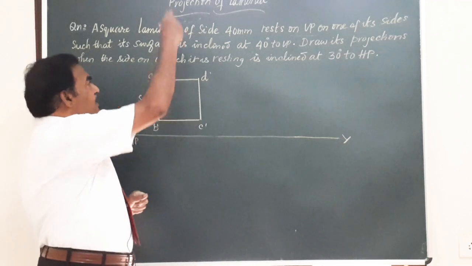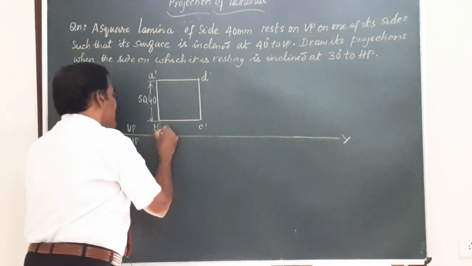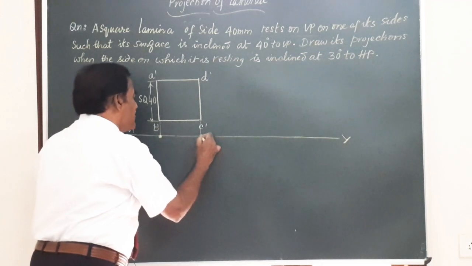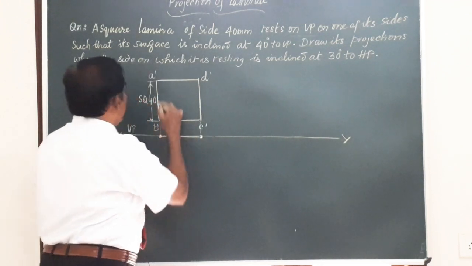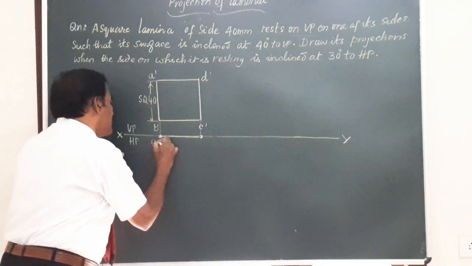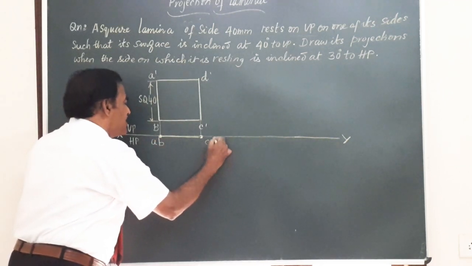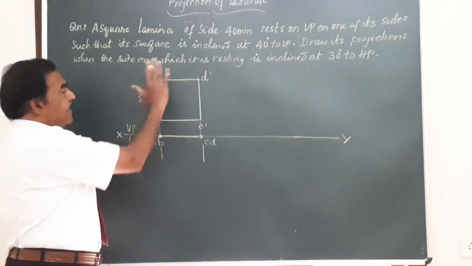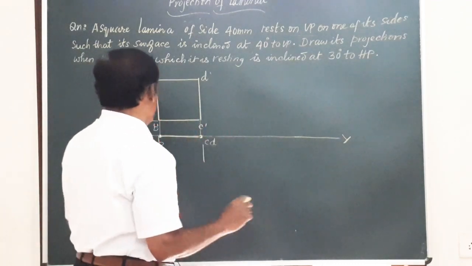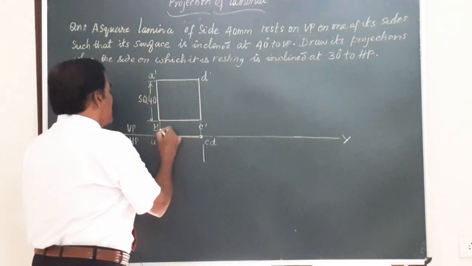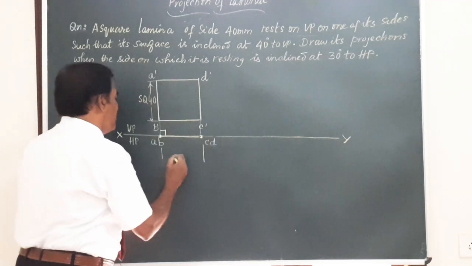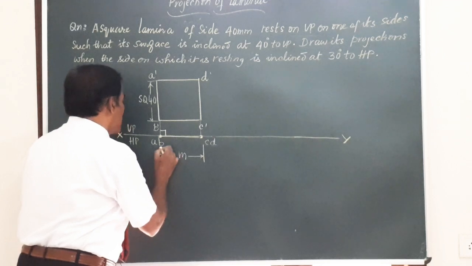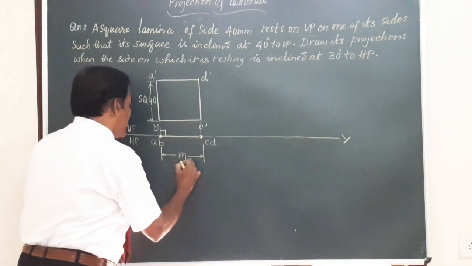So friends, when you look at this from the top, you are going to get the top view on the XY line. So this will be the top view which I am going to show by dotted line, and this is going to be A comma B here, and this is C comma D. So ABCD represents the top view of the lamina when the lamina is placed on VP. So here the side AB is perpendicular to HP. Friends, we will mark this distance as M, and in this case this M is equal to 40 millimeter.